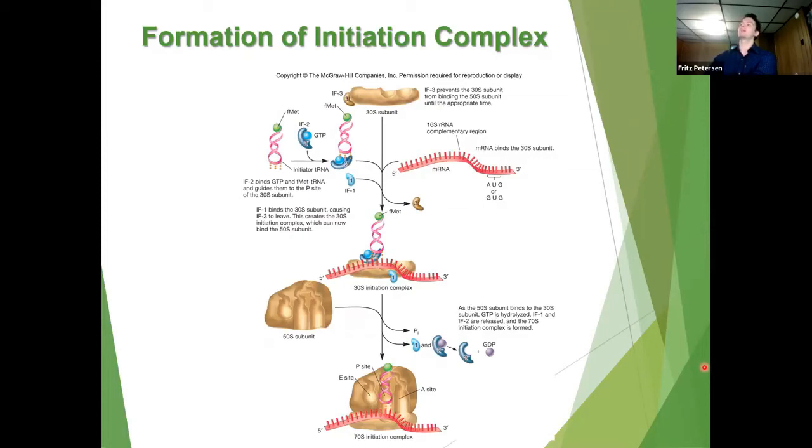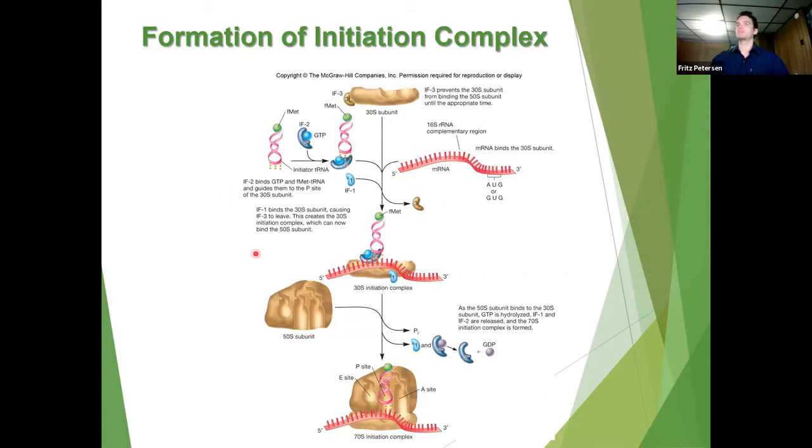Then initiation factor 3 aids binding the mRNA to the 30S ribosome. F-met, remember this is the amino acid used for the initiation. Its binding is mediated by initiation factor 2. And then initiation factor 1 binds, causing the release of initiation factor 3, creating the 30S initiation complex, which can now bind with the 50S.